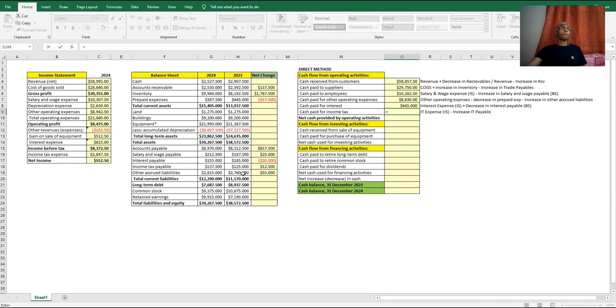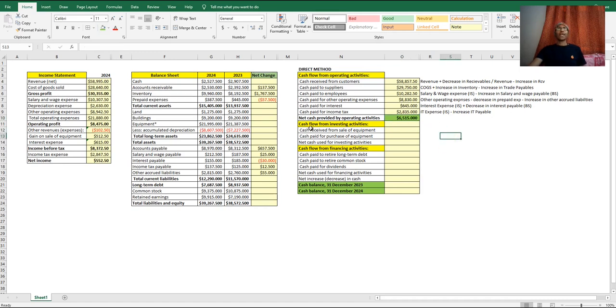So this is equal to income tax expense minus increase in income tax payable, which is this one. So we have our numbers. Now net cash provided by operating activities. This is equal to cash received minus all the paids. So sum of all these. 6515. This is the cash received from operating activities. Okay friends.